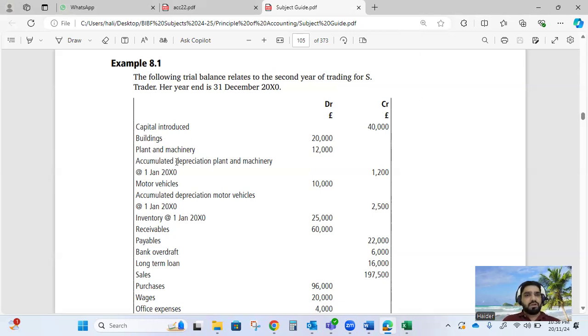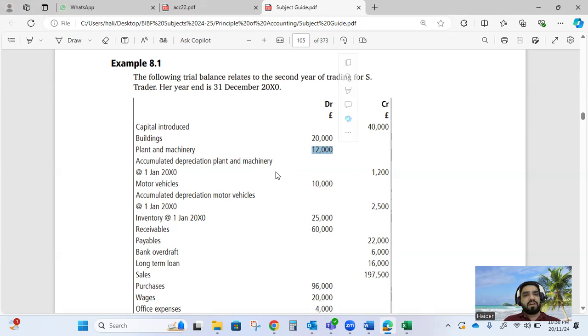Plant and machinery, its cost value is 12,000. However, its accumulated depreciation as at 1st January 2010 is 1,200. Now, remember one rule. If the examiner is asking you to calculate the depreciation of plant and machinery, then we have to see, is it on the straight line method or the diminishing method? If the method is straight line, we will consider 12,000 pounds because the straight line method always considers the cost of the asset as a base for calculating the depreciation.